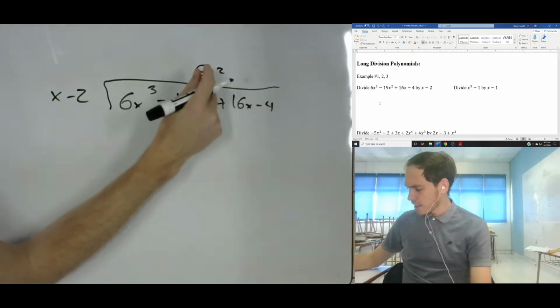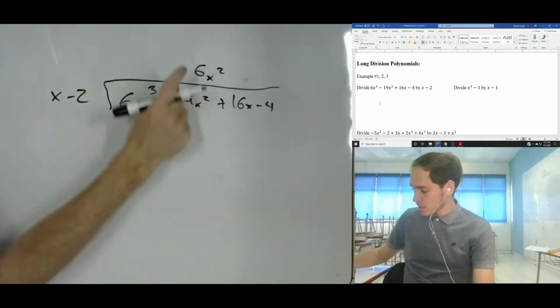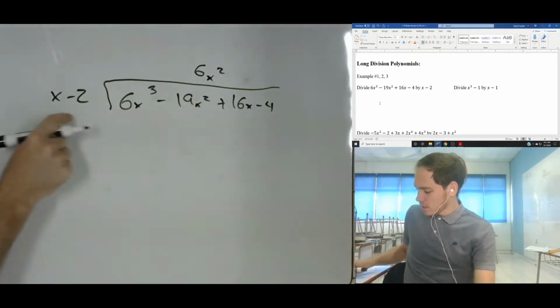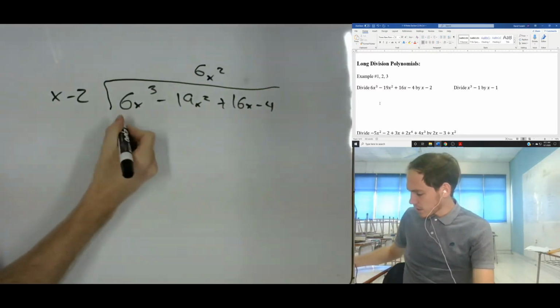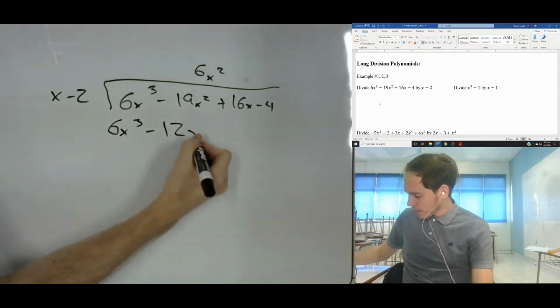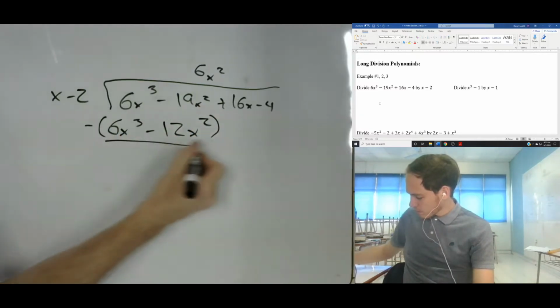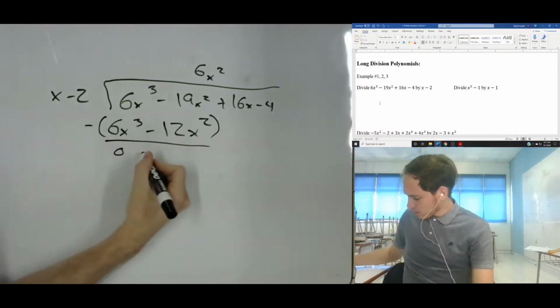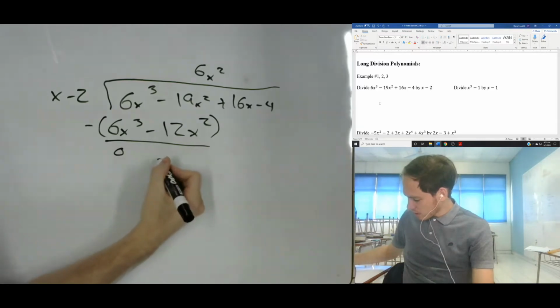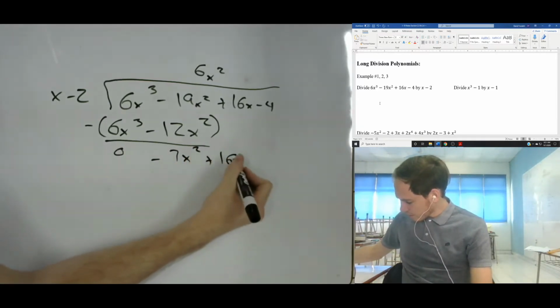Now notice I write the same power over the same power. Okay, that's just to keep it organized. So then I multiply this times x minus 2. I get 6x cubed minus 12x squared. Okay, then I subtract that. I get 0, and I get minus 7x squared plus 16x.